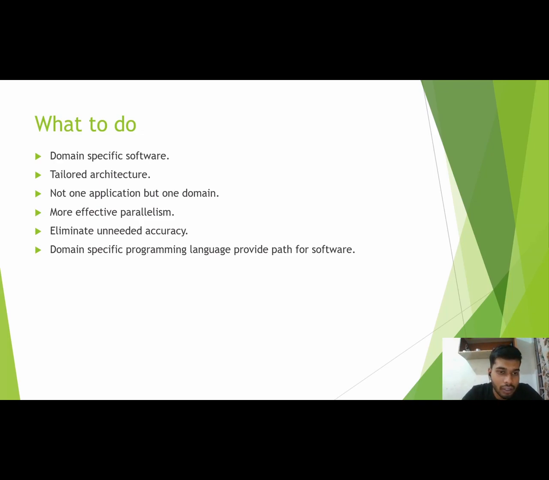Whereas where the same kind of accuracy is not needed, the architecture should not be that advanced. Again, domain specific programming languages will provide a path for software. For example, in current scenarios for web dev, JavaScript is being used, whereas for machine learning, Python is widely used. So for both of them, there are different needs of architecture and different needs of hardware for their work and their implementation.